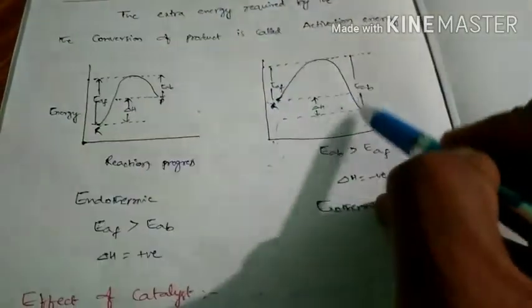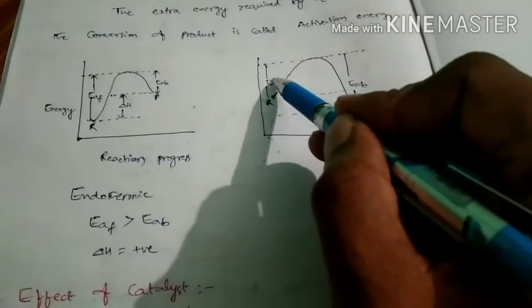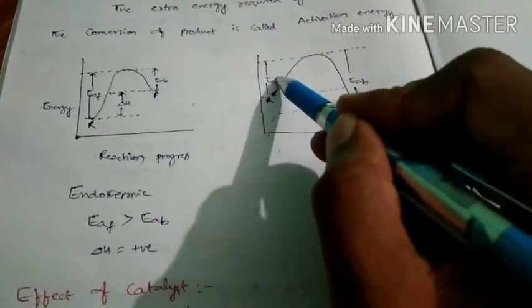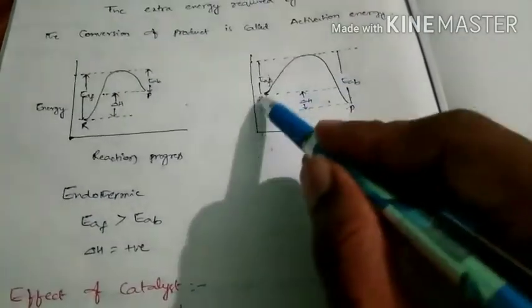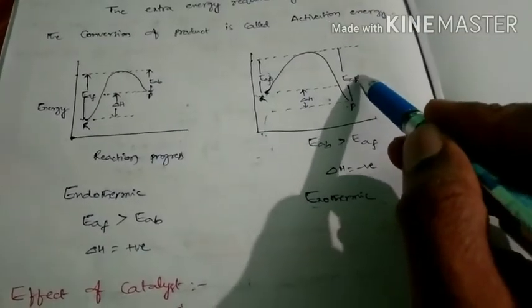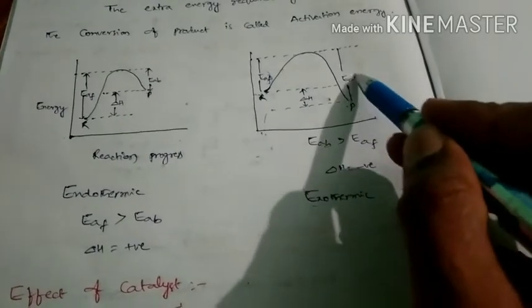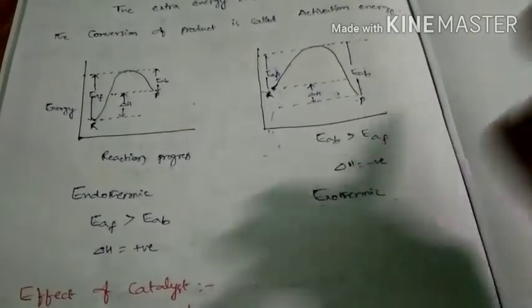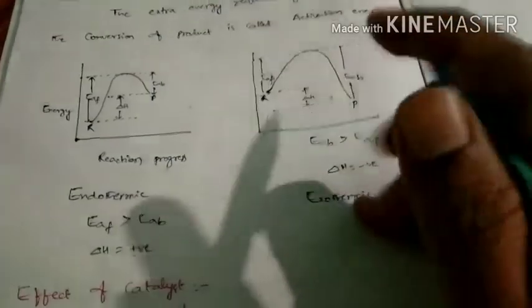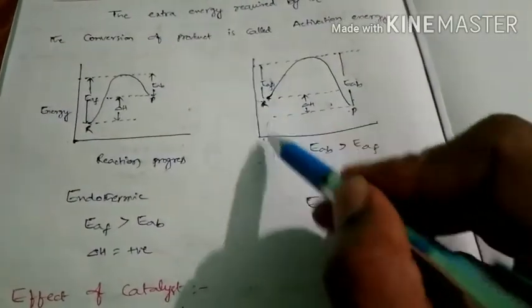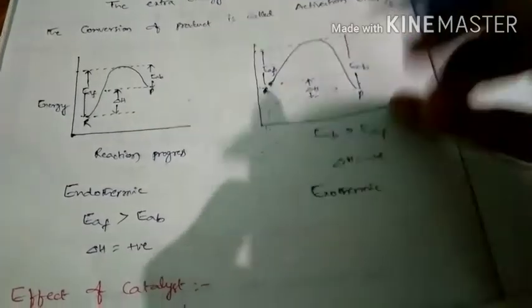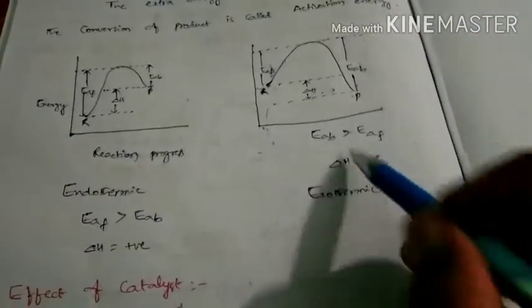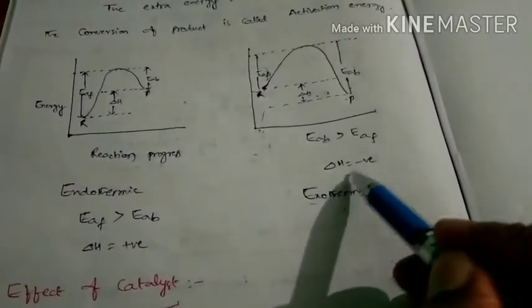When reactants are converted into products, this is called forward reaction, so this is activation energy of forward reaction. When products are converted into reactants, this is called backward reaction, so this is activation energy of backward reaction. The difference between energy of reactants and energy of products is called delta H. In case of exothermic reactions, we know that delta H value is negative.